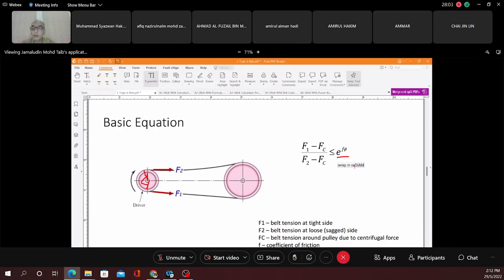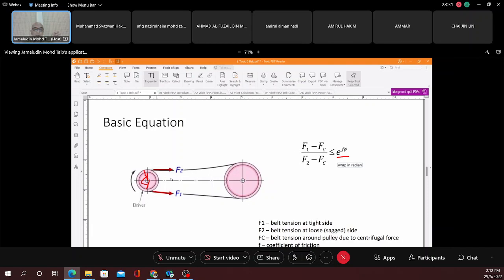What it means here is that it relies on the friction, and it relies on the wrap angle. The larger the wrap angle, the higher the value here. Why is it not equal? Meaning that this is the limit. That's the point where, for example, this value is very large.